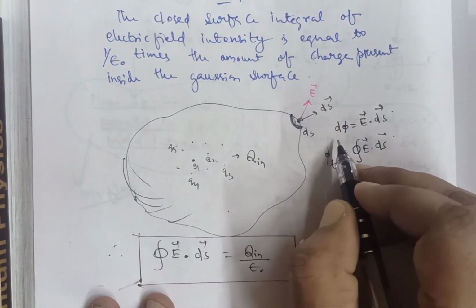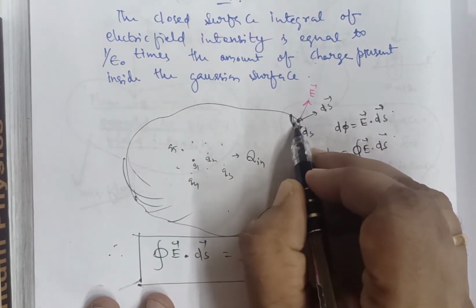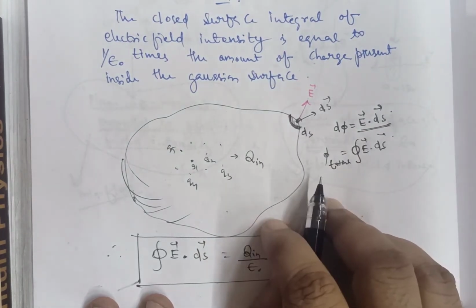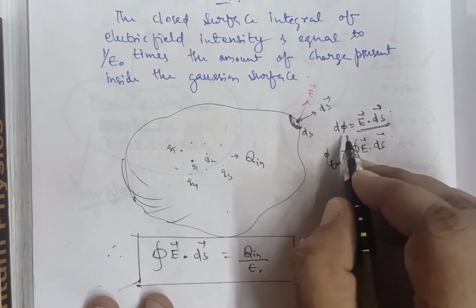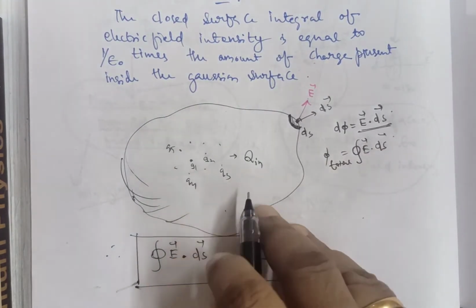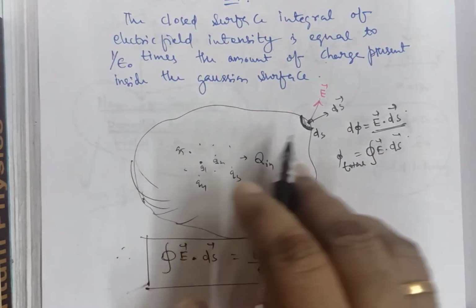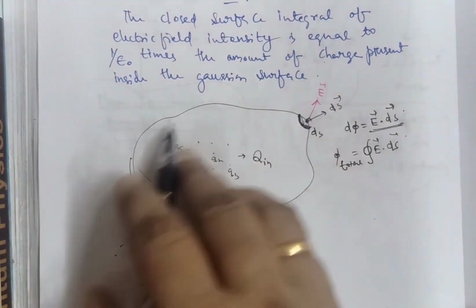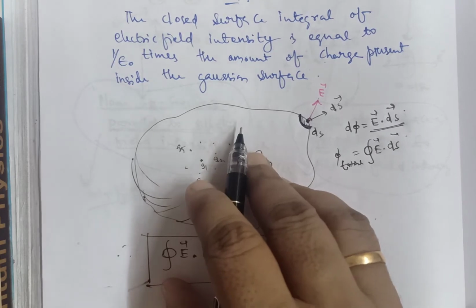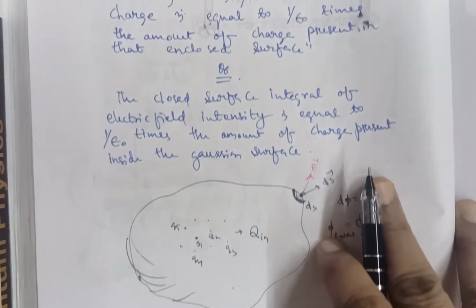Now you see, in the previous class you have learned that if you calculate the small flux through this small surface, that formula is E vector dot dS vector. If you calculate the total flux, then you have to integrate it. So just imagine this is the distribution of charges. This is an imaginary closed surface. If you calculate the total flux through this imaginary surface, that will give some value. That is defined by our famous scientist Gauss.